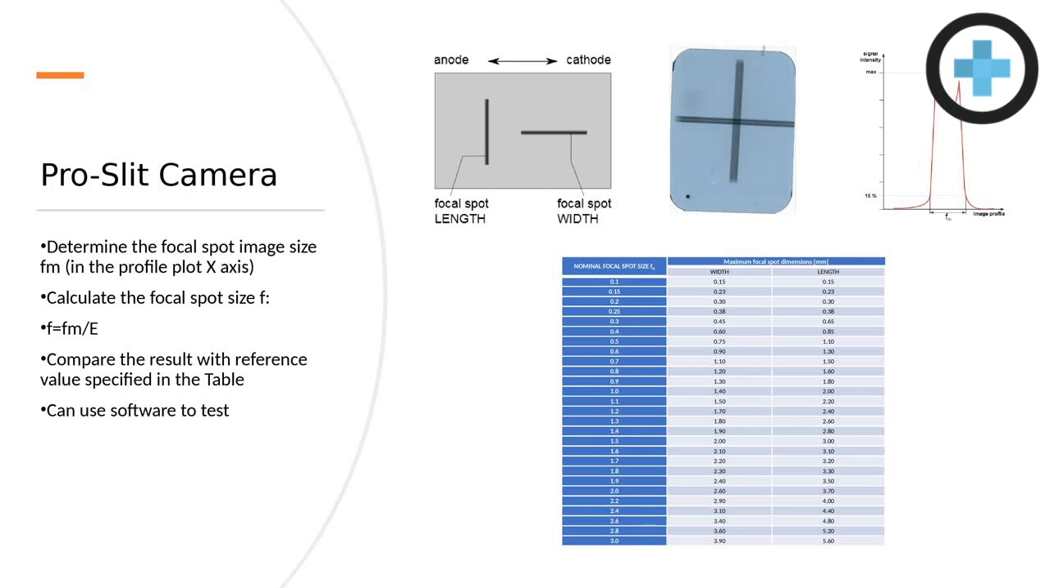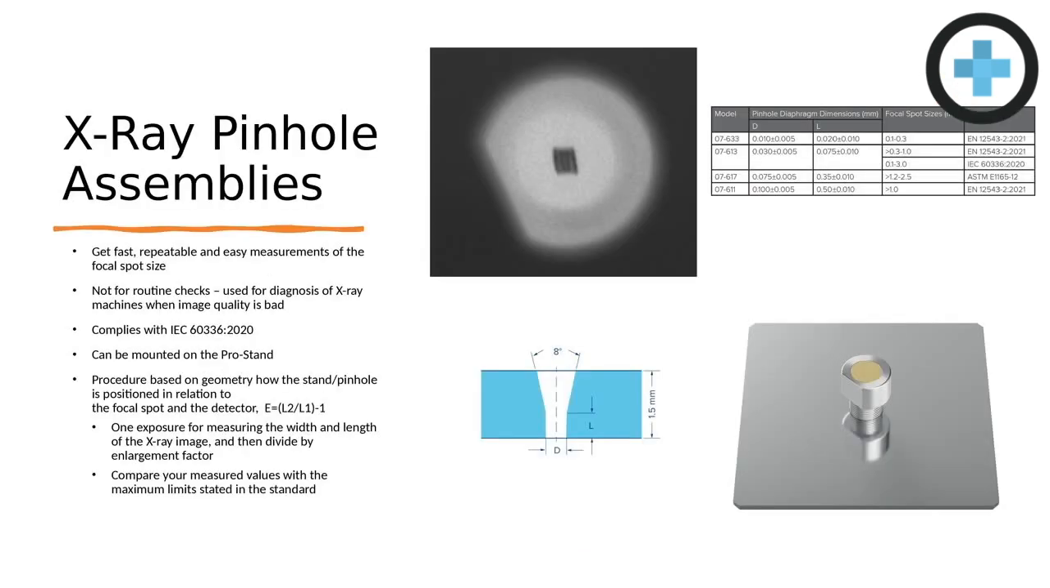There's the image itself of how it'll look, with the anode-cathode, the focal spot length, and the focal spot width. Then we can determine that size using that formula, and compare the result to a reference value, which is in the included table. To simplify it further, our software can actually calculate this for you, which can help speed up that process for the technician or physicist.